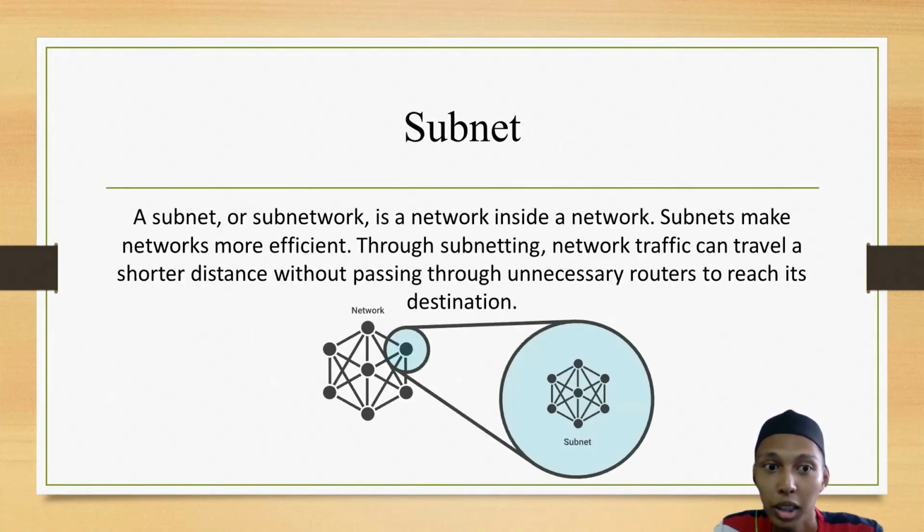Next one is subnet. A subnet or subnetwork is a network inside a network. Subnets make networks more efficient. Through subnetting, network traffic can travel a shorter distance without passing through unnecessary routers to reach its destination. So here is the network. Inside the network has subnet.